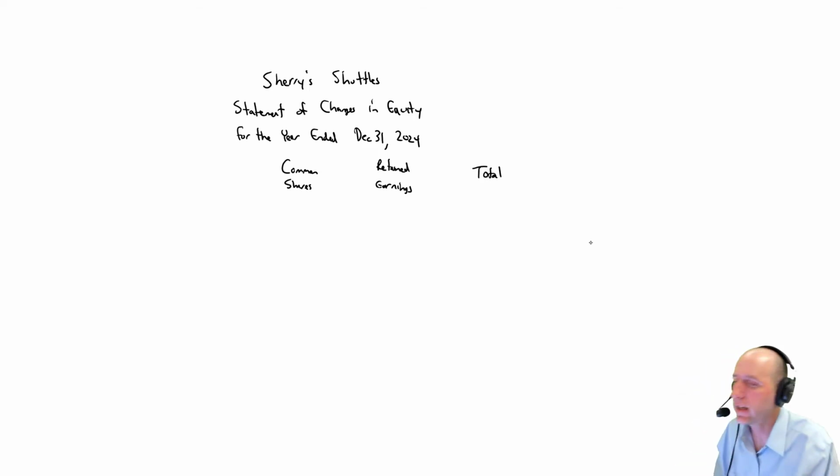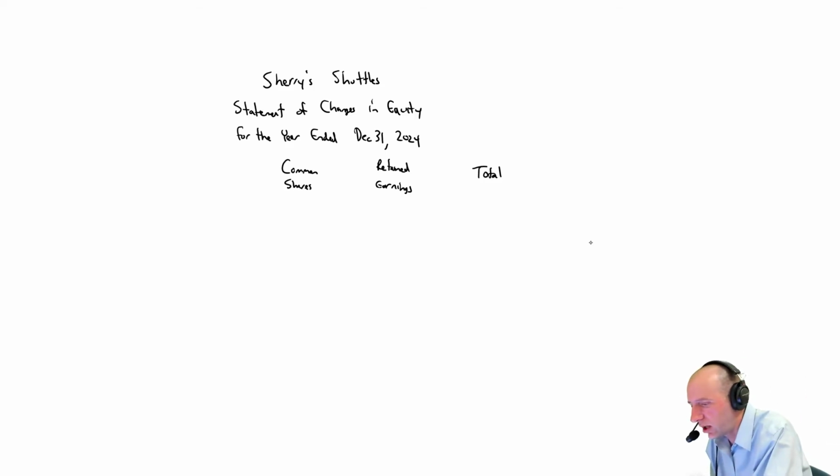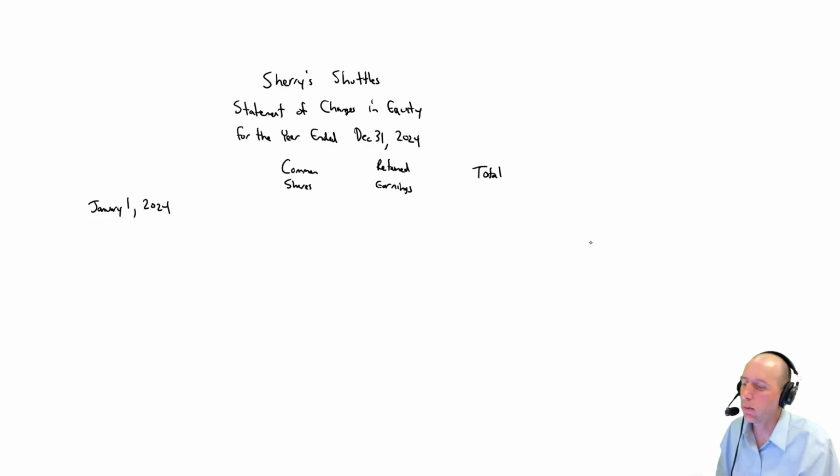Now the top line is going to be how many dollars worth of these common shares and how many dollars did we have in retained earnings at the beginning of the year. And we actually give a date here. So what is the date of the beginning of this year? Well, the year end date is December 31st, 2024. The beginning of the year must have been January 1st, 2024. So there's not actually a heading here other than the date. January 1st, 2024.